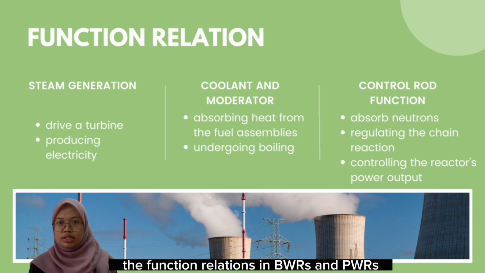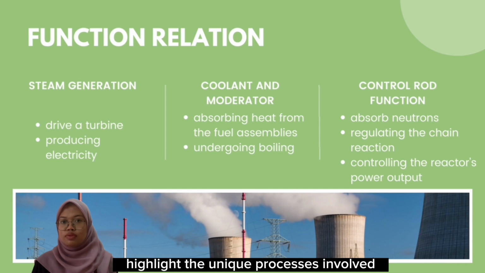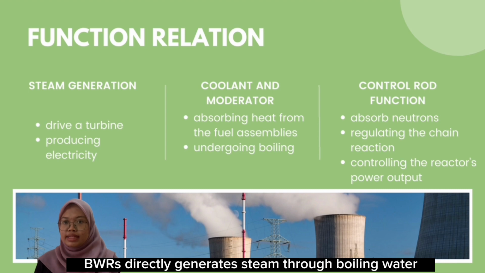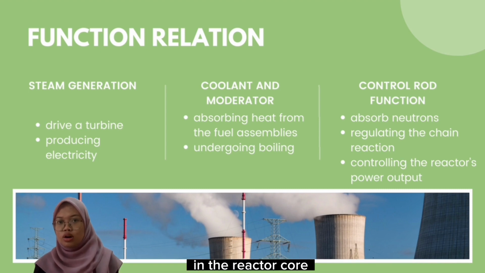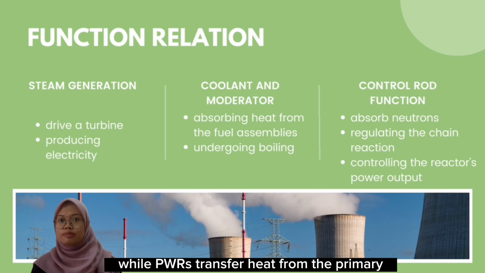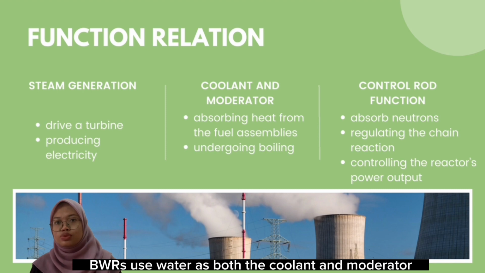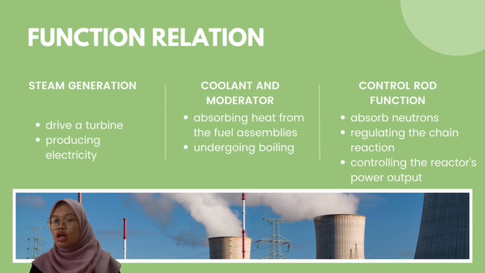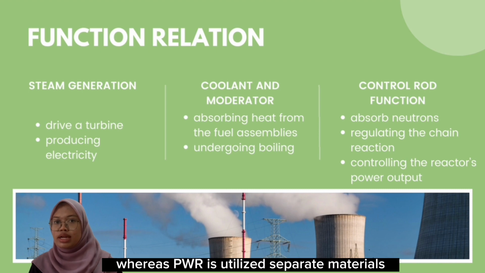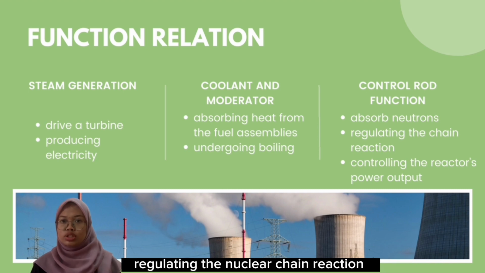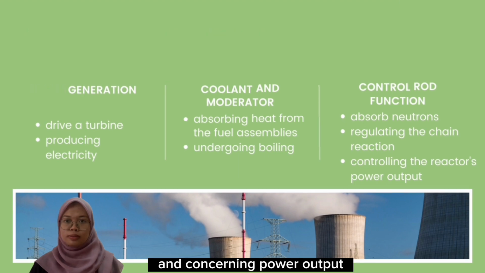The function relations in BWRs and PWRs highlight the unique processes involved in generating electricity from nuclear power. BWRs directly generate steam through boiling water in the reactor core, while PWRs transfer heat from the primary coolant to a secondary coolant loop for steam generation. BWRs use water as both the coolant and moderator, whereas PWRs utilize separate materials for these functions. Besides, control rods play a vital role in both reactor types, regulating the nuclear chain reaction and controlling power output.